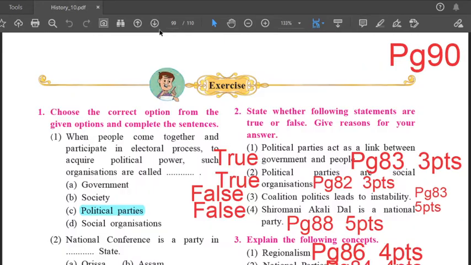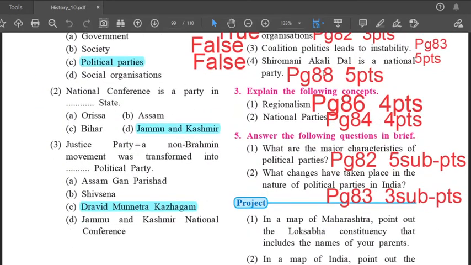So children, I want you all to write down these answers in your history notebook and you all can start studying for the exam. Thank you, boys.